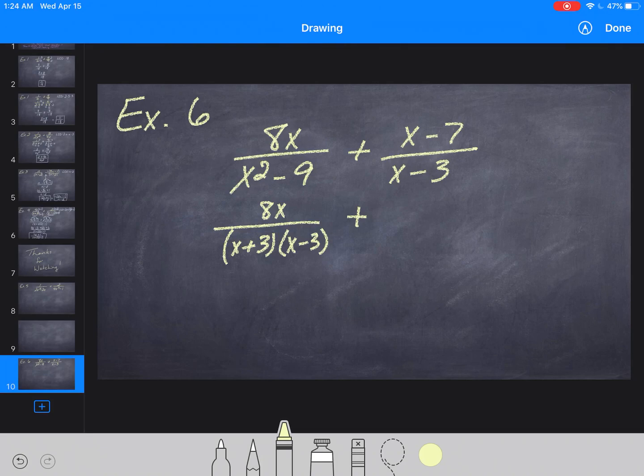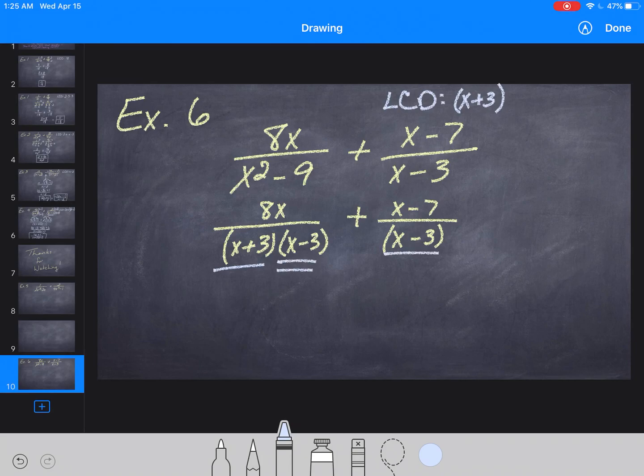I'm going to bring down my plus sign. Then I look at my second fraction, and I notice that my x minus 3 in my denominator cannot be factored, so I leave it how it is. I end up with x minus 7 all over x minus 3, and I'm going to put that one in parentheses. I'm going to write down my least common denominator. My first factor is x plus 3, so that must be in my least common denominator.